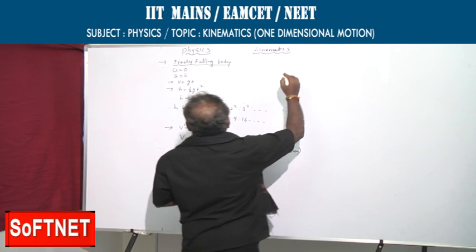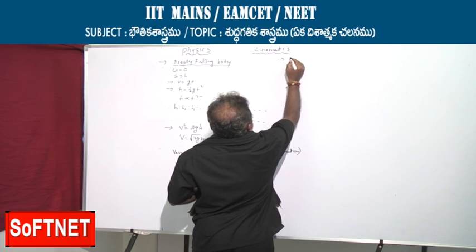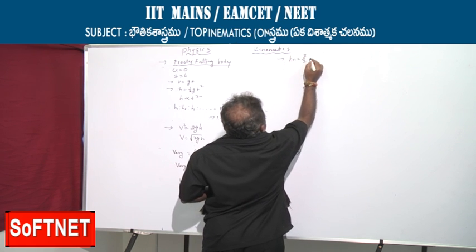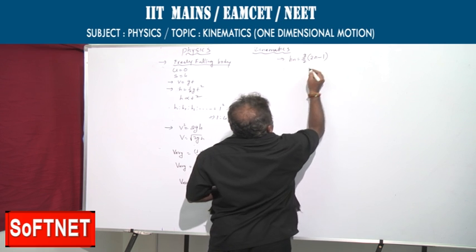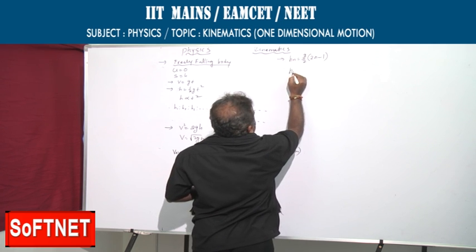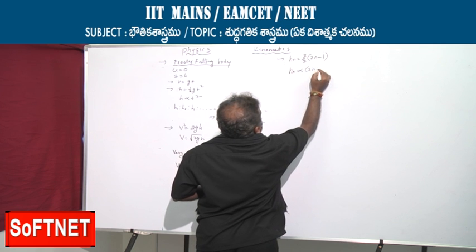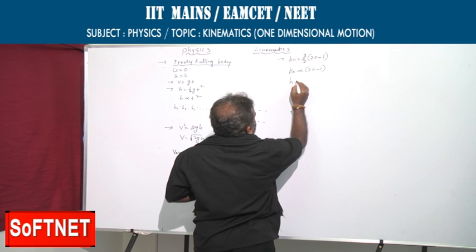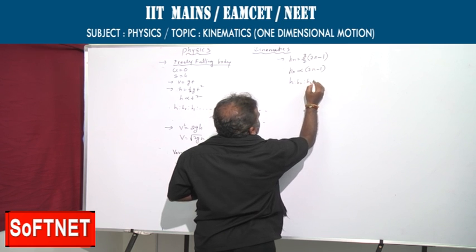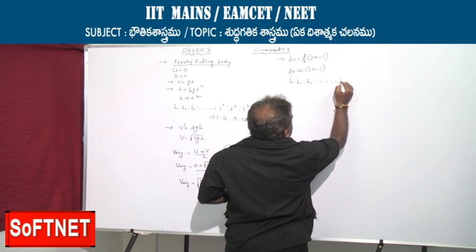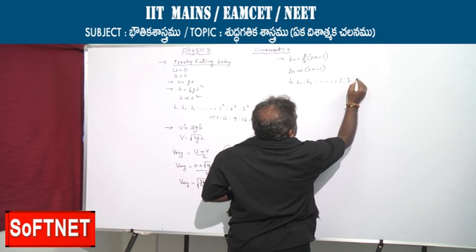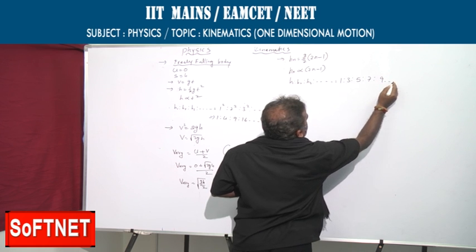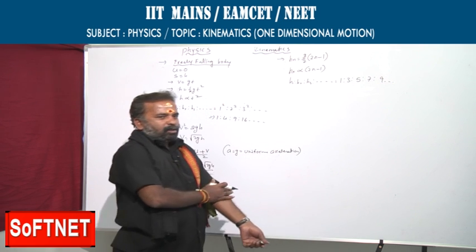When you go for the nth second equation, it is now the h-nth equation. With u as 0, it is g by 2 into 2n minus 1. Now h-nth is proportional to 2n minus 1. So the ratio of heights covered in the first second, second second, third second, and so on is 1:3:5:7:9. These are said to be Galileo's odd numbers.